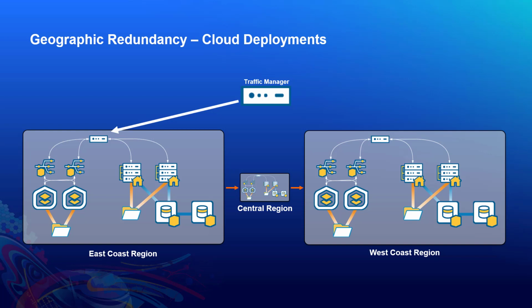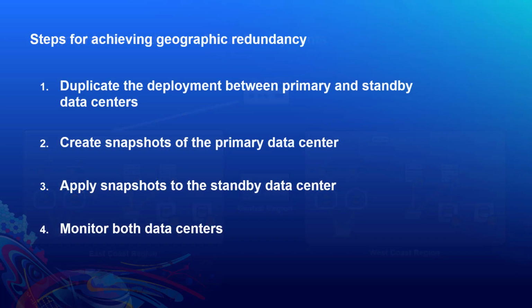In this particular case, I've got the East Coast region. I'm creating a backup, and I'm storing the backup in, let's say, a central region. And then from there, the West Coast region pulls down the backup from the central region and then restores it. This is all using native cloud storage for portal content as well as a config store for ArcGIS Server.